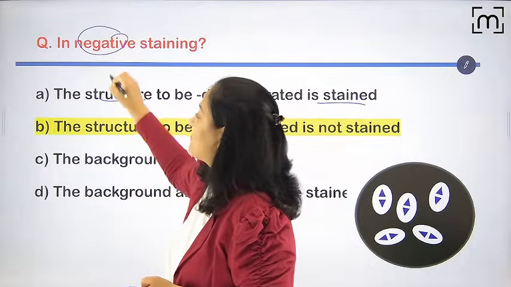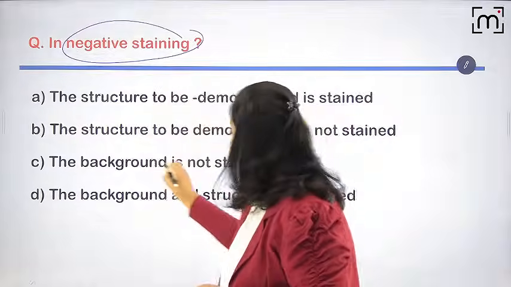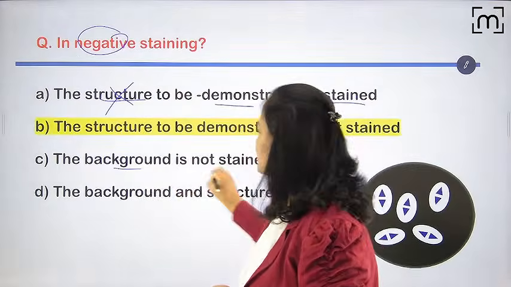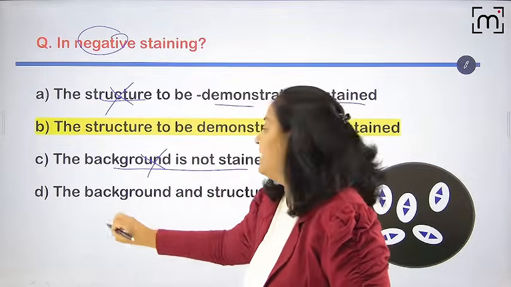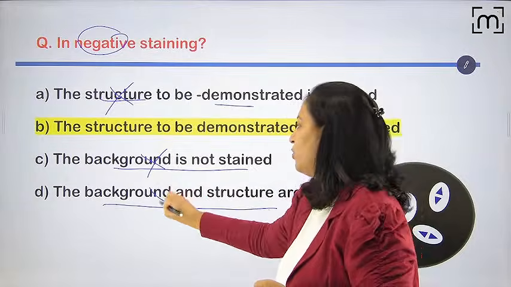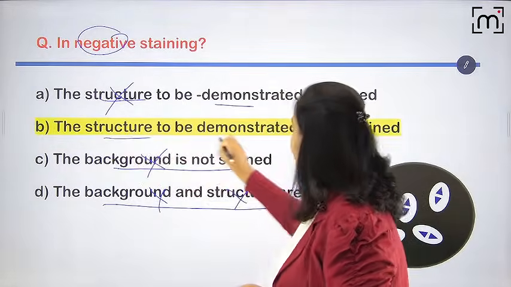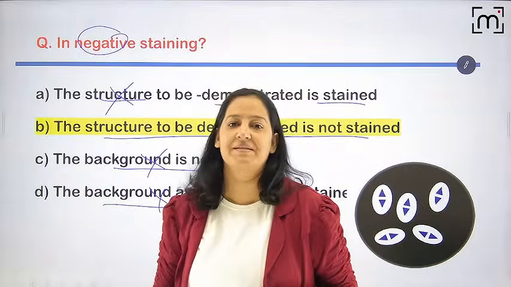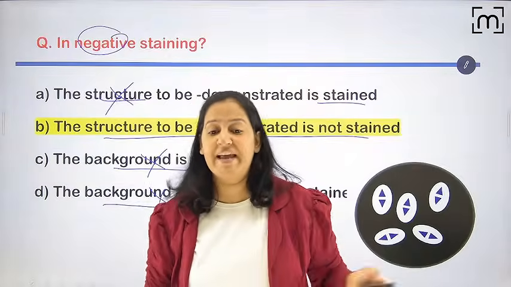No. In negative stain, the structure to be demonstrated is not stained. The background is not stained. No. The background is stained. The background and structure both are stained. No, this is also wrong. But this is right. The structure to be demonstrated is not stained and the background is stained. So the correct answer is B, and you frequently get image-based questions.